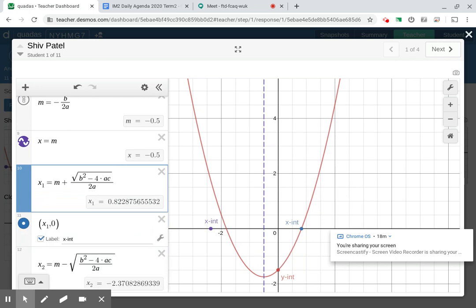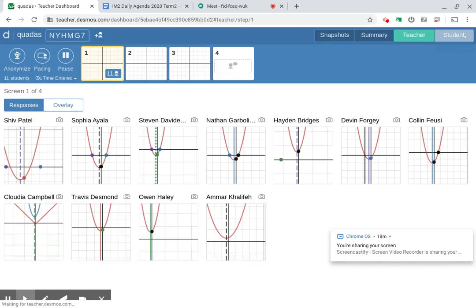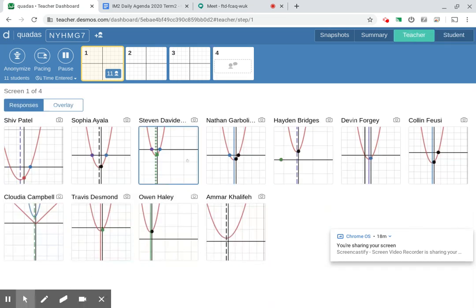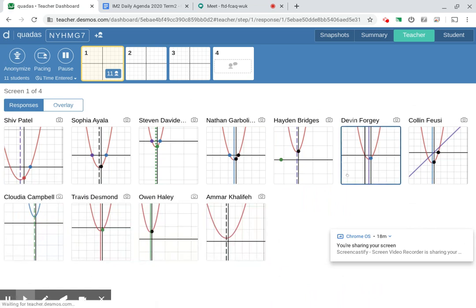So first, delete the 2a, then go to the C, and then move to the right one spot, and then you put divide by 2a. So the 2a is not inside the square root symbol. All right, let's see everybody else. Okay, Devin.